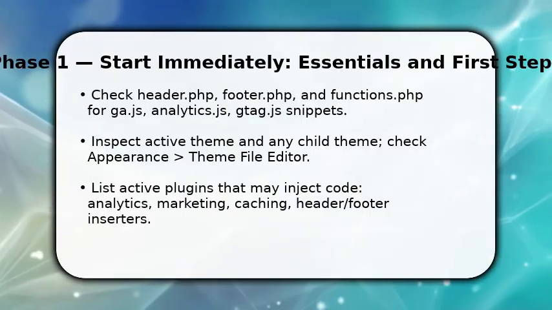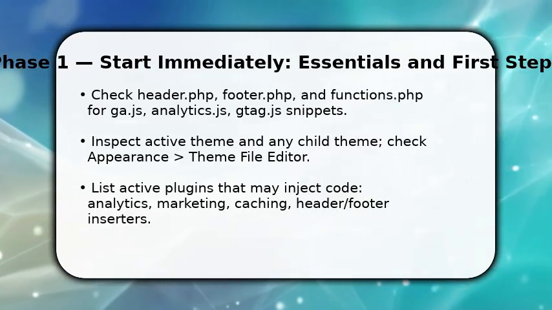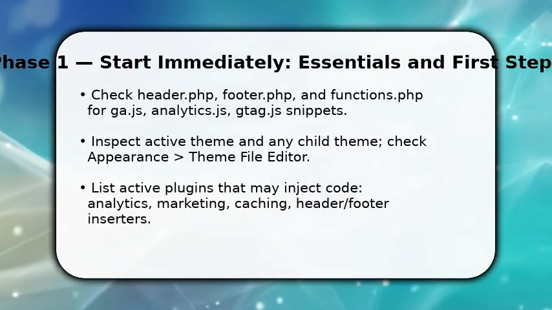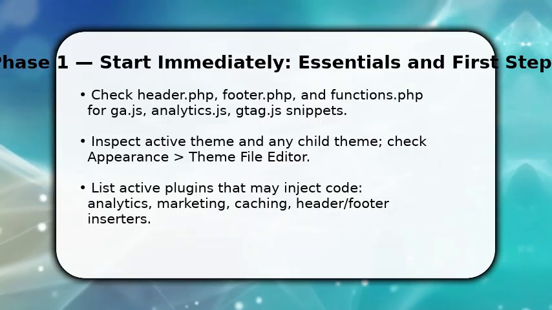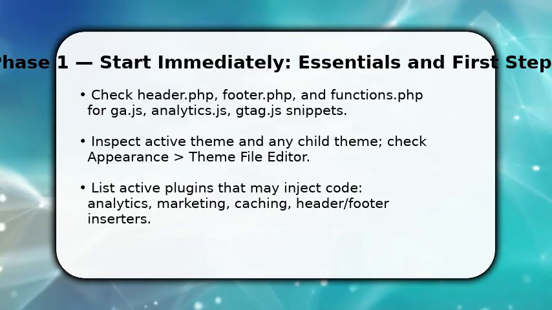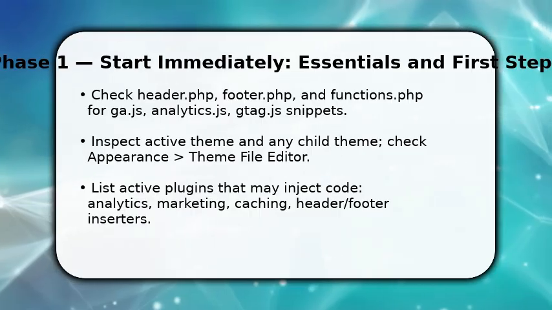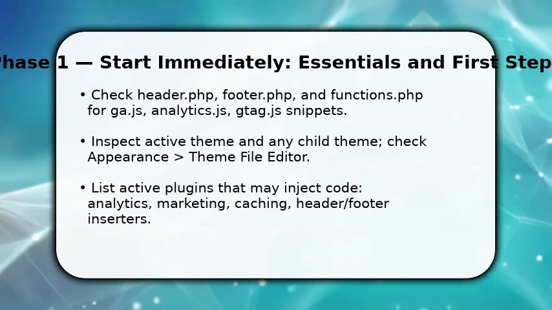You start by finding where the Google Analytics code lives and why. Open your WordPress admin and go straight to Appearance, Theme File Editor. Search header.php, footer.php, and functions.php for ga.js, analytics.js, gtag.js, or gtag strings, because themes often inject scripts there.